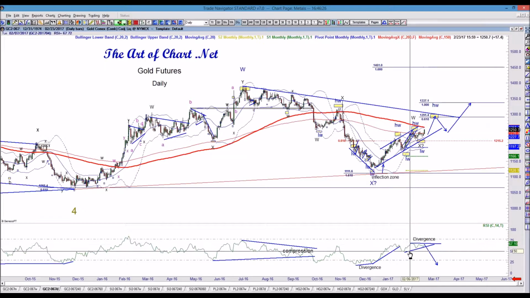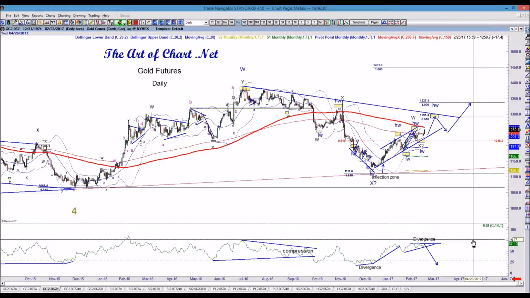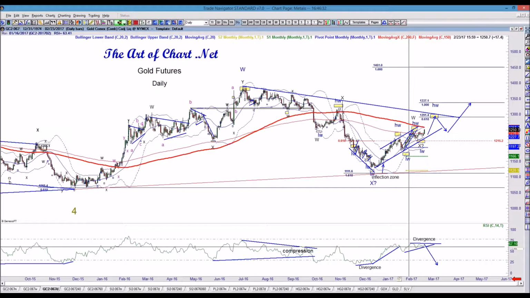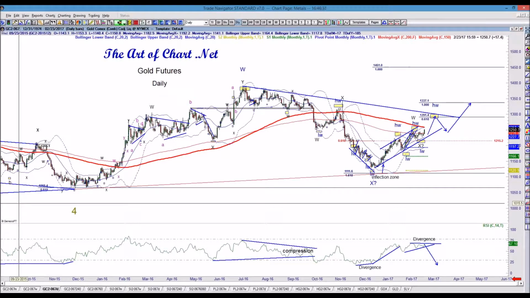It is a divergence as well, but we are nowhere near like 75 on RSI. This is happening here as a potential reversal pattern. So that's just another one to look for. So Jack, that's all I had, those two patterns on RSI as reversals.